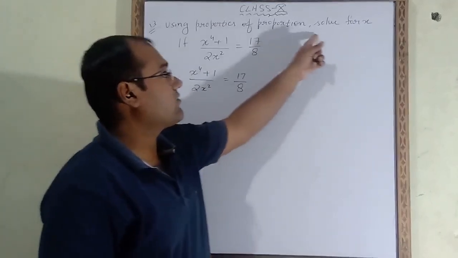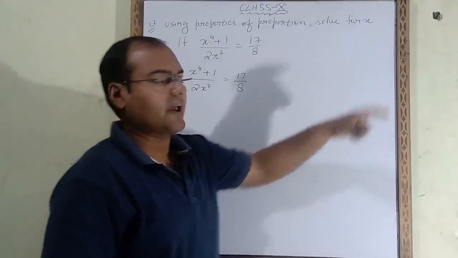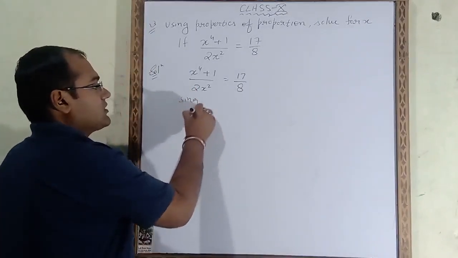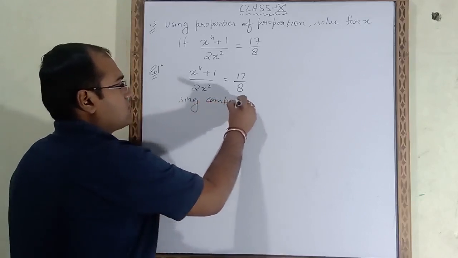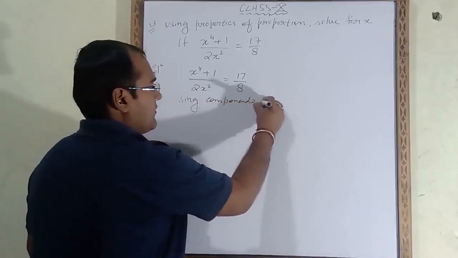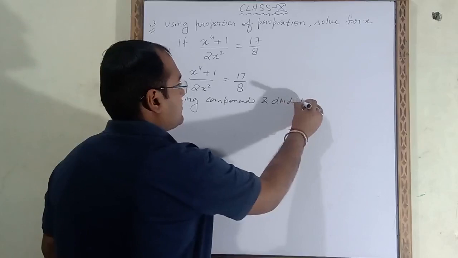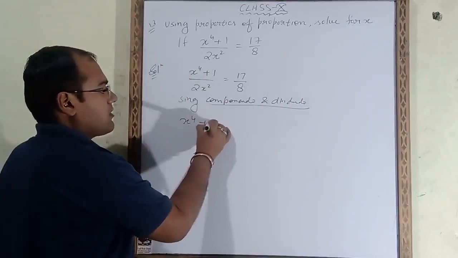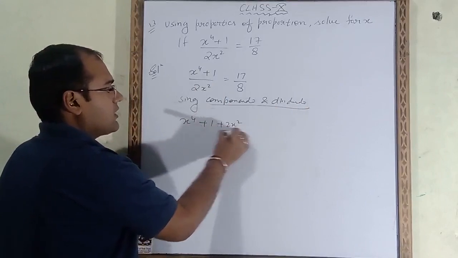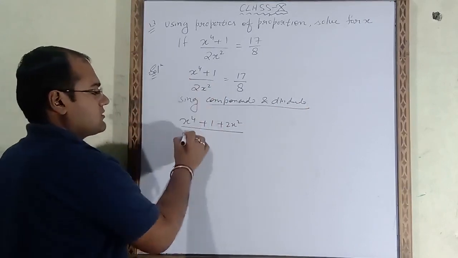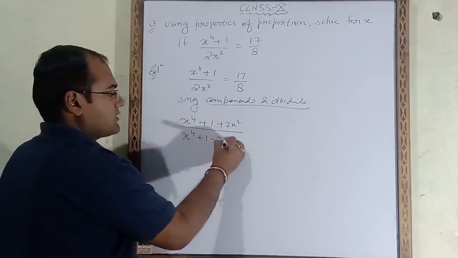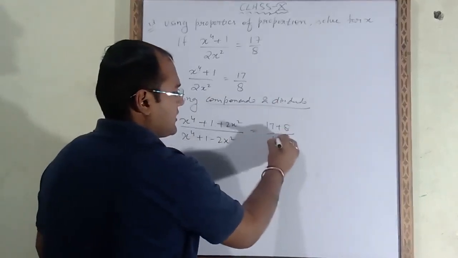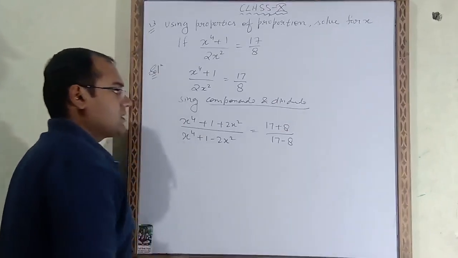Here we have to find the value of x. We have to solve for x and it is given. First of all we will use componendo and dividendo. Both we will use. So in the numerator we have to add x power 4 plus 1 plus 2x square. And in the denominator this minus this, that means x power 4 plus 1 minus 2x square. Here also 17 plus 8 and in the denominator 17 minus 8.